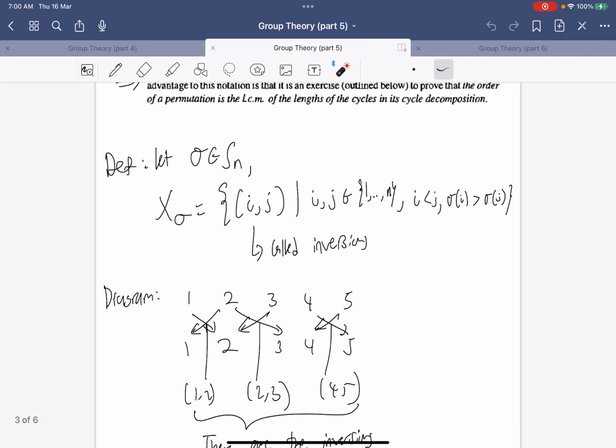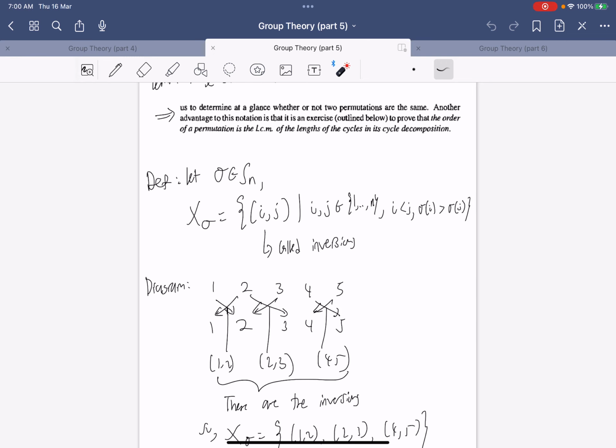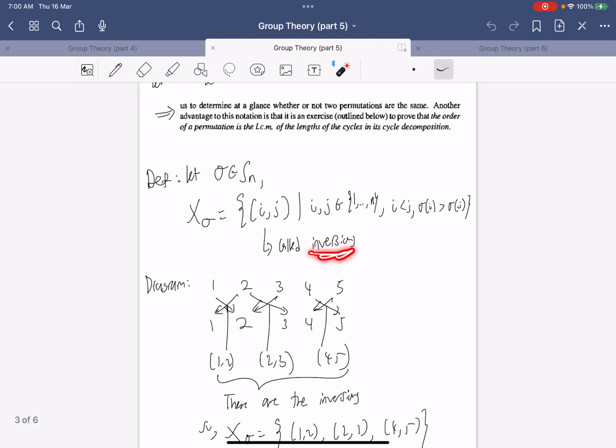And so now we can define what is known as an inversion. An inversion is defined as an ordered pair (i, j) where i is less than j, but sigma(i) is larger than sigma(j). We denote the set of all inversions as X sigma.